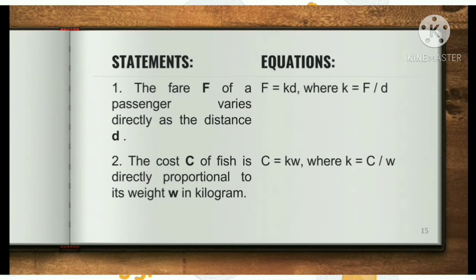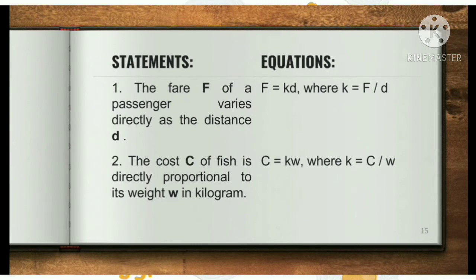Number 1, the fare f of a passenger varies directly as the distance d. This will be translated as f equals kd. As you can notice, the first variable that we mentioned is f. Therefore, f is isolated at the left side of the equation. And then the second variable, which is d, is to be multiplied by k. And then k is equal to f over d.